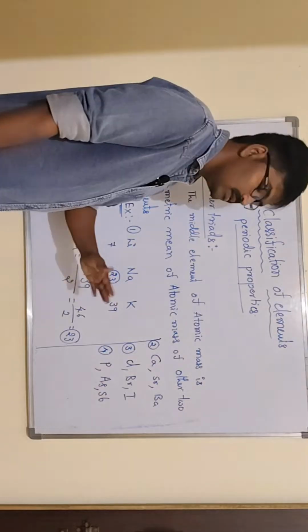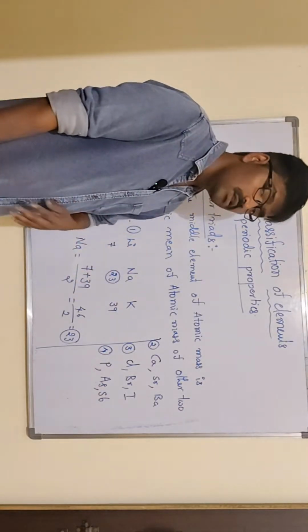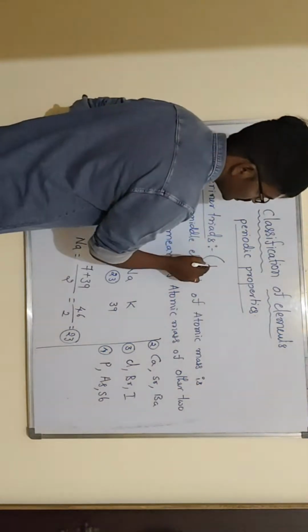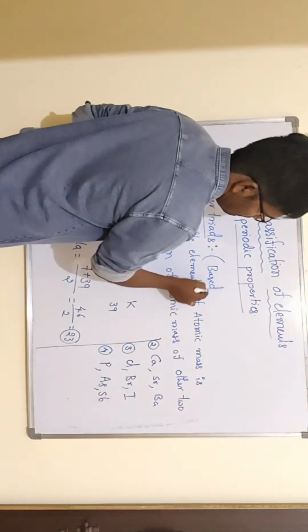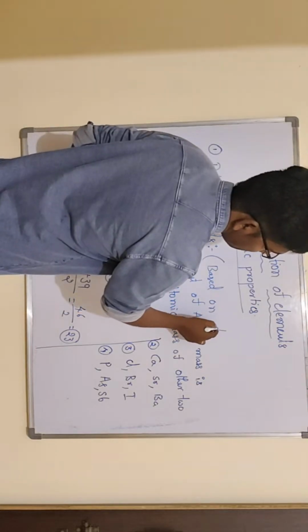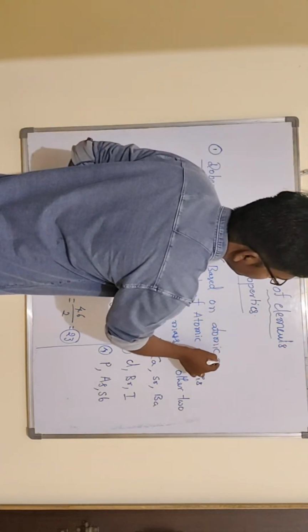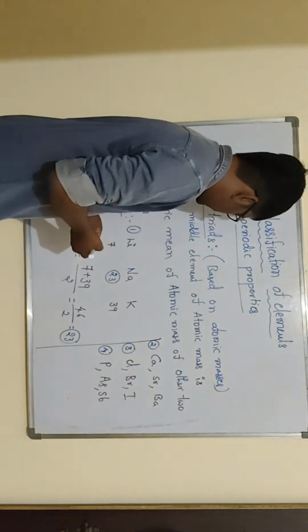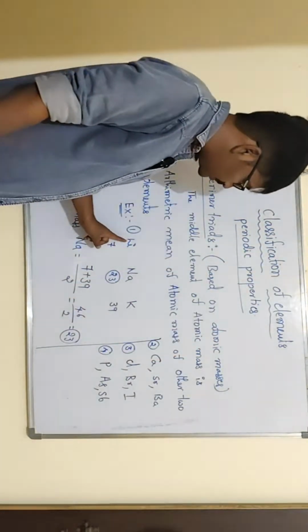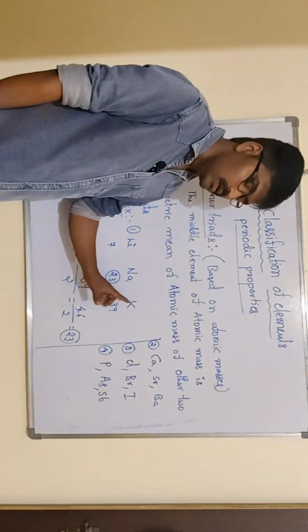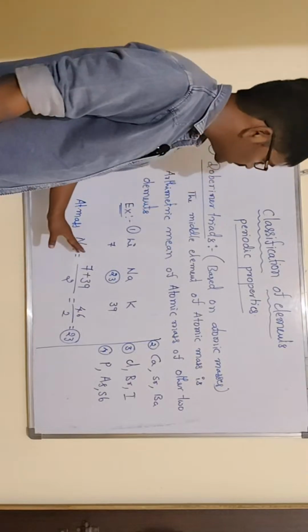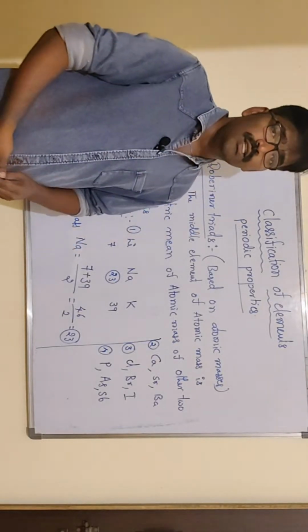How are the three elements arranged? Based on atomic masses. The arithmetic mean of the two other elements is equal to the atomic mass of the middle element. So the first classification is done.